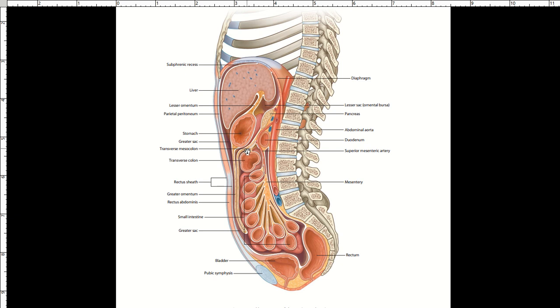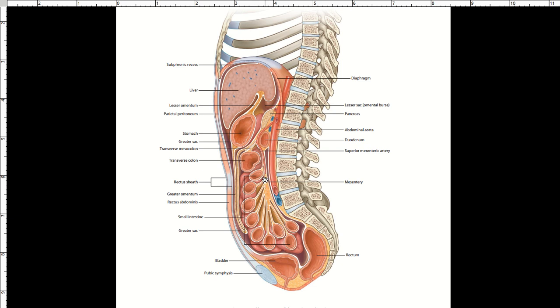That's actually going to surround your viscera: your stomach, your liver, your small intestines, your large intestines. Everything is going to be covered by the visceral peritoneum. Take note of this: the parietal peritoneum and the visceral peritoneum are in communication via what we call mesenteries. So what is a mesentery?